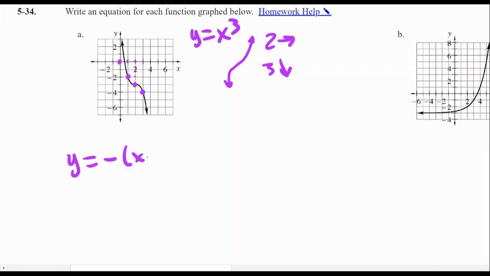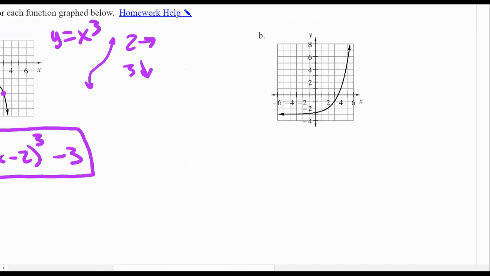Now, since it's going 2 to the right, I am subtracting 2, because that shifts it 2 to the right, our h value. It's a cubic function because of the general shape, and it is going down 3 units, so that tells me the k value of that equation.